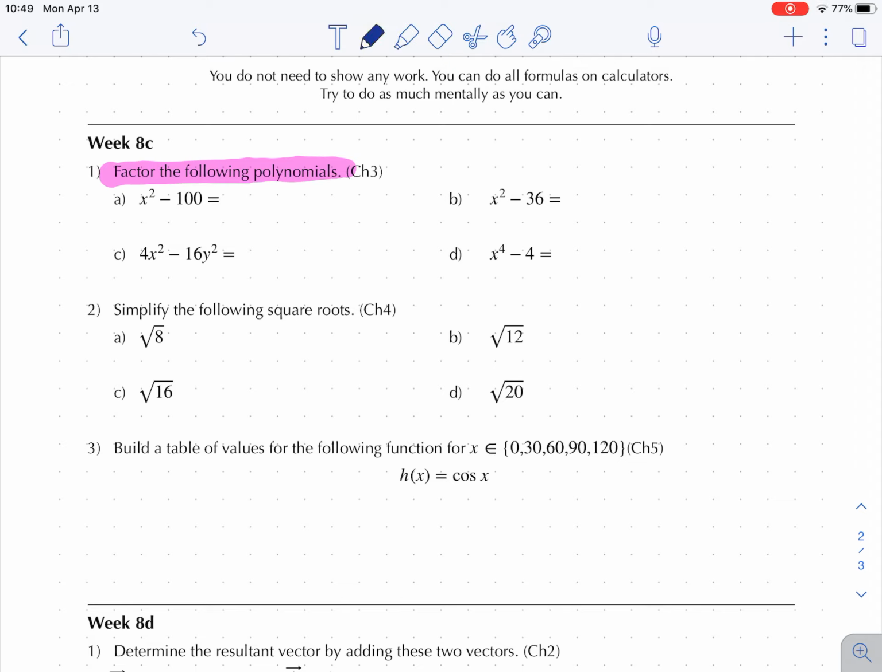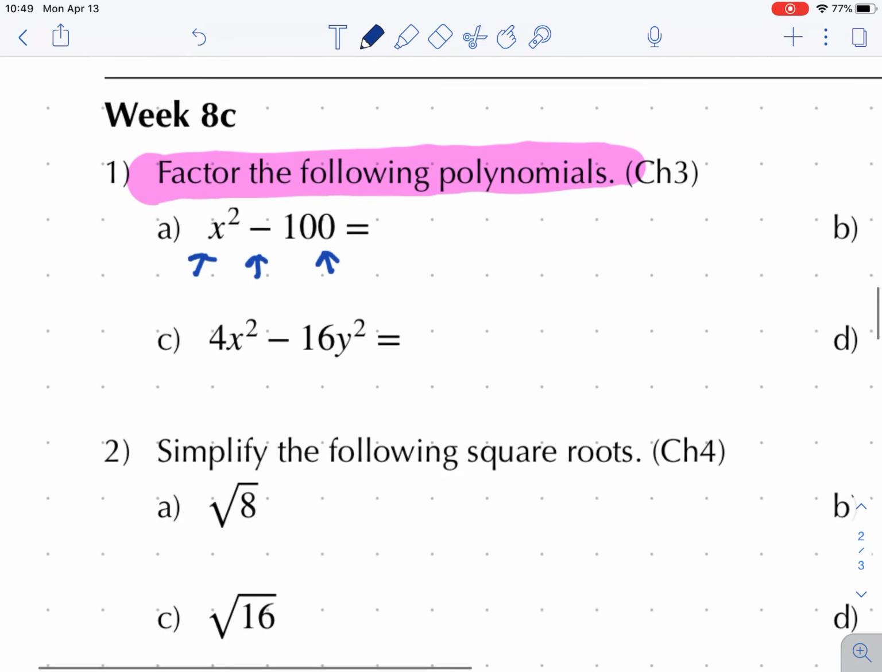You should take a look at each one of these polynomials and notice right away that they are a difference, there's a subtraction sign in the middle, of squares, x squared and 100. And there's always a common pattern when factoring a difference of squares. We're going to end up with two factors, two binomial factors. One will be a plus factor, one will be a minus factor.